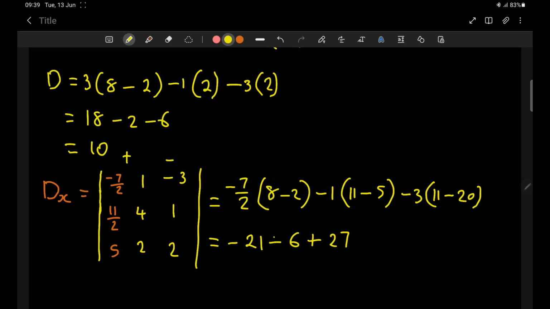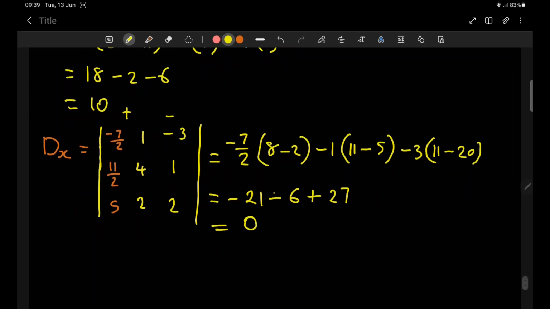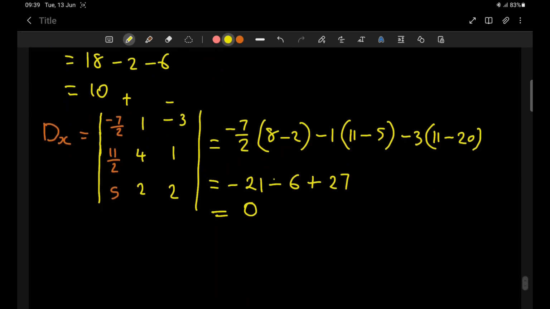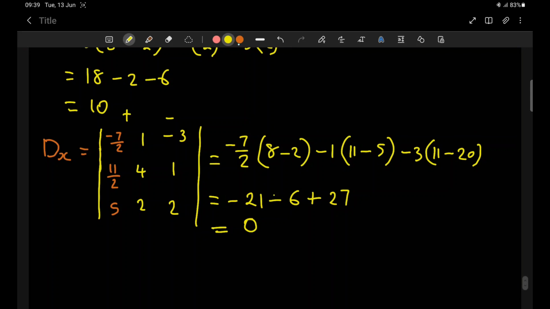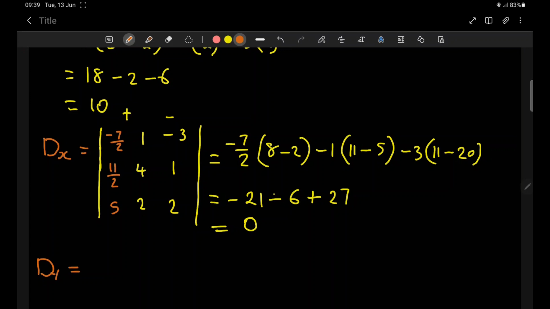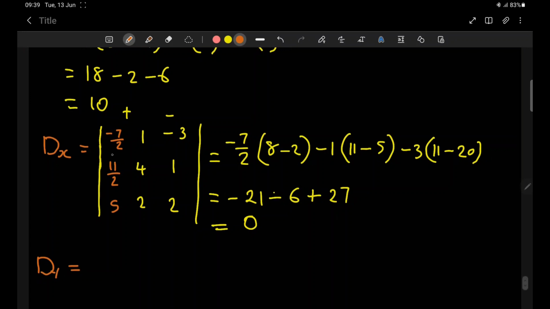Negative 21 minus 6, that's negative 27, plus 27, that is 0. So this one is 0. Then we also look for the determinant with reference to y, that is, d with reference to y. So if you see how we replaced the first column, this time we replace these values on the middle column.